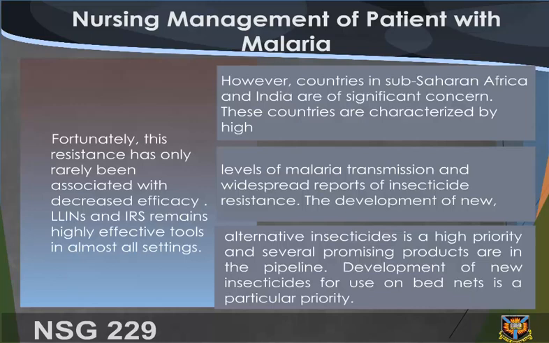However, countries in sub-Saharan Africa and India are of significant concern. These countries are characterized by high levels of malaria transmission and widespread reports of insecticide resistance. The development of new alternative insecticides is a high priority, and several promising products are in the pipeline. Development of new insecticides for use on bed nets is a particular priority.